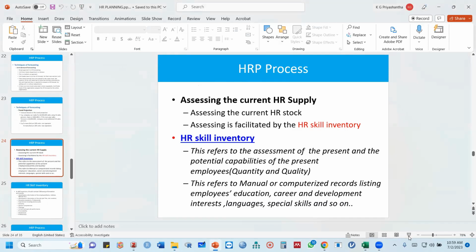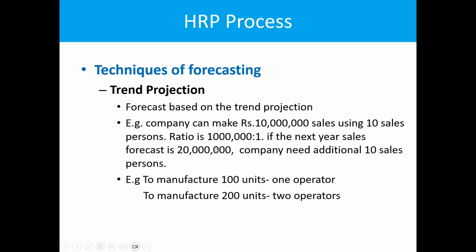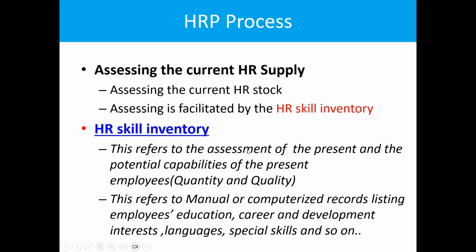So we were talking about the HR planning process. We discussed up to this point techniques for forecasting. Now the next step is assessing the current HR supply. So what is current HR supply?